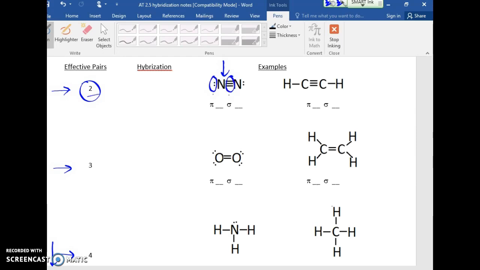What kind of hybridization is that? Well, it turns out that if I have 2 effective pairs, that means I took 2 orbitals and hybridized them. What did I do? I took an S and I took a P. So I have 2 letters, so that is 2 effective pairs. Another example of two effective pairs would be in this molecule. This carbon atom is touched by a triple bond and a single bond, also two effective pairs.